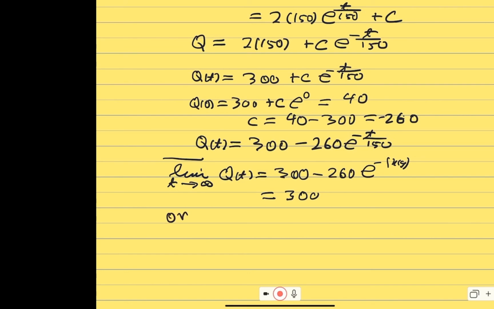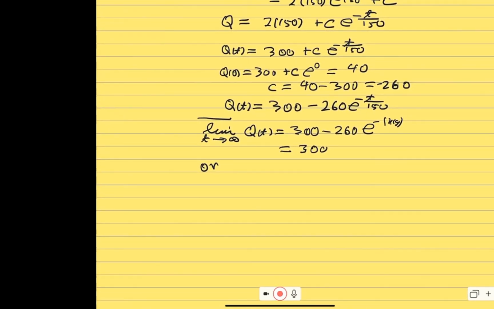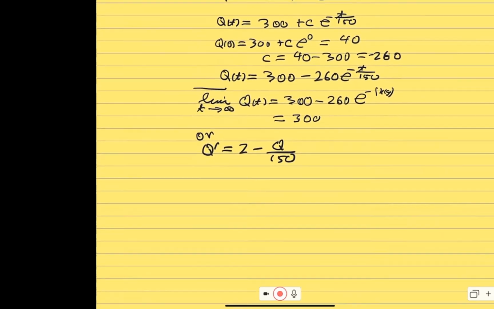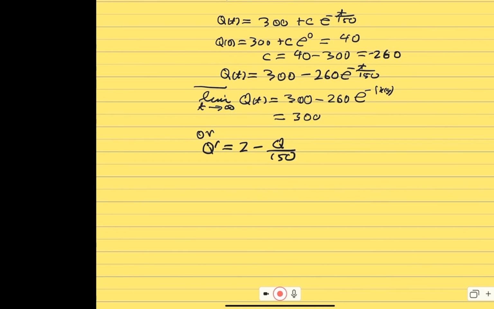Or we could be fancier about it. Our original equation is Q prime equals, let's see, where was it? 2 minus Q over 150. This is an autonomous equation, so we can analyze it without having to solve it if we wanted to. So to get the constant solutions, or the critical solutions, we're going to solve Q prime is 2 minus Q over 150 equals 0, which gives Q equals 2 times 150 equals 300.